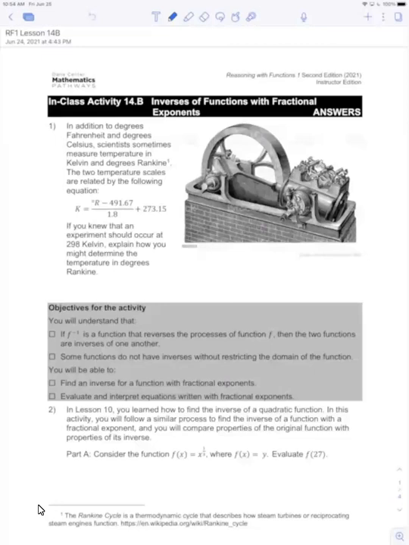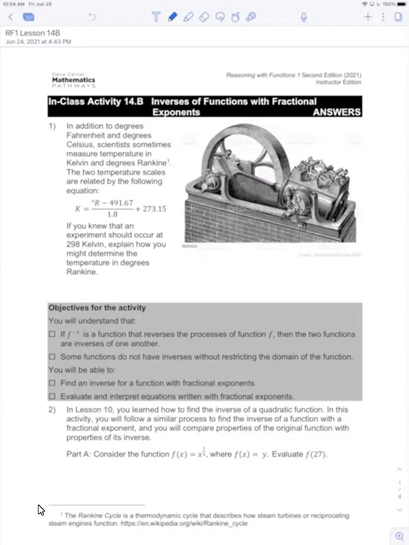2. In lesson 10, you learned how to find the inverse of a quadratic function. In this activity, you will follow a similar process to find the inverse of a function with a fractional exponent, and you will compare properties of the original function with properties of its inverse. Part A, consider the function f of x equals x to the 1/3, where f of x equals y.